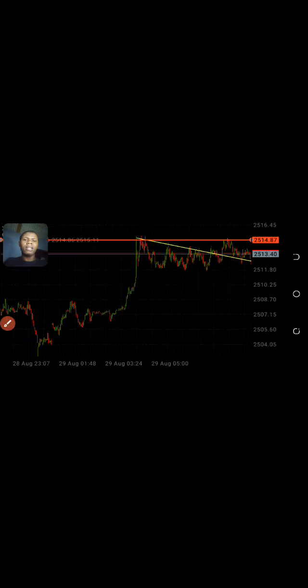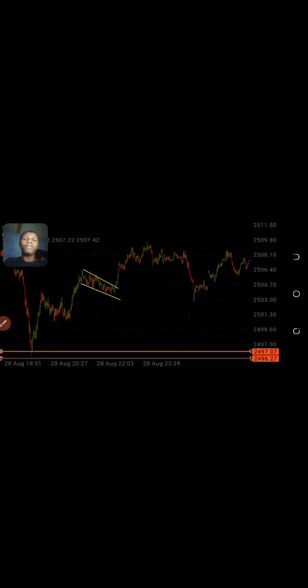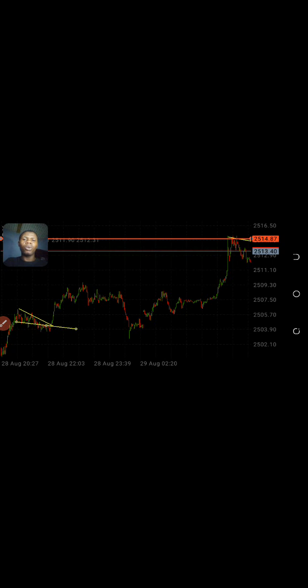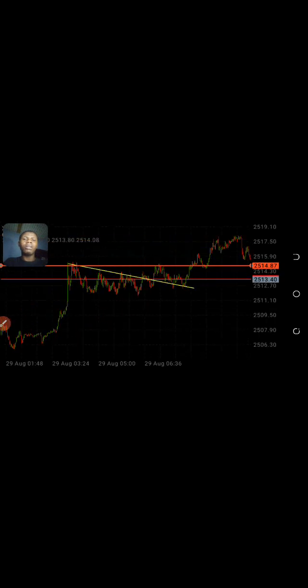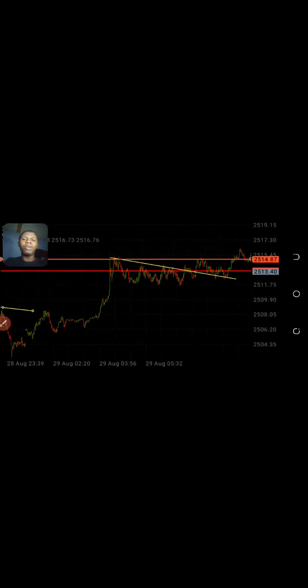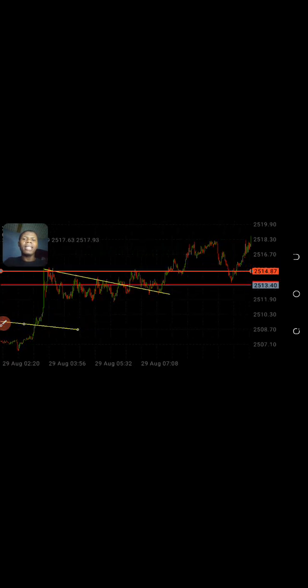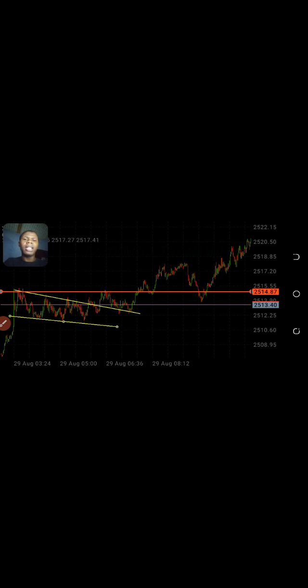Price will always form chart patterns while moving, because it is called a continuation chart pattern, which simply means that the market is actually in its original state, which is bullish. It has not reversed. So if you're going to look for a sell here, you will be wrong.